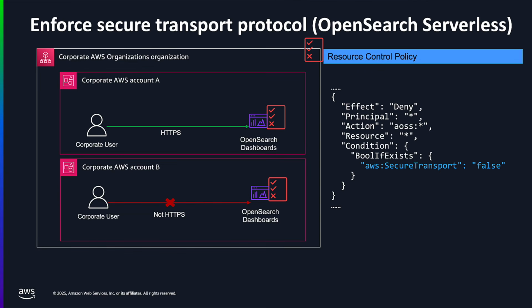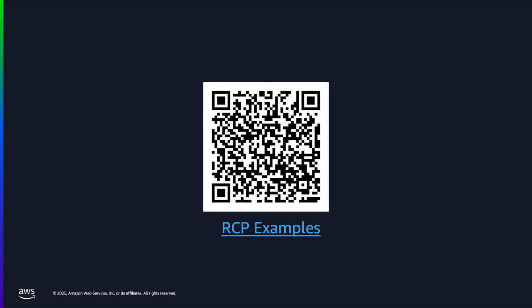Similarly, in this example, to prevent potential attackers from manipulating network traffic, you can deploy an organization-wide RCP that denies access to your OpenSearch dashboards if the connection to Amazon OpenSearch Serverless is not made over an encrypted HTTPS or TLS channel. For more examples of using RCPs to enforce preventative access controls across your AWS organization, please pause the video at this point and scan the QR code on your screen to learn more. Let's switch over to the demonstration section of the video.